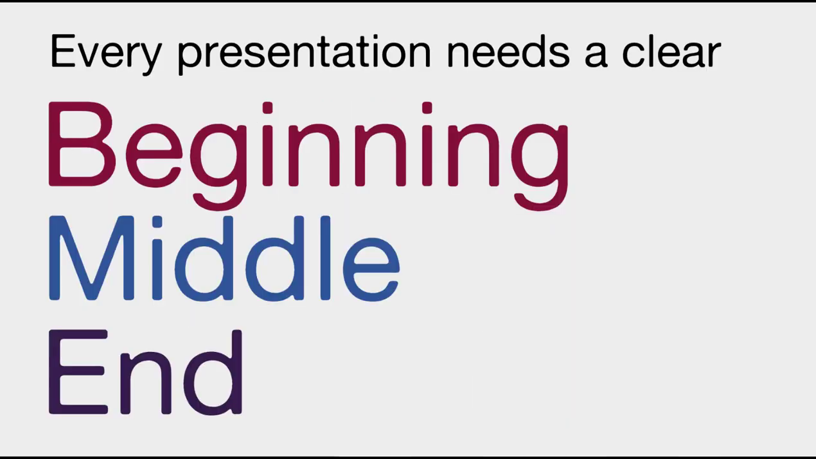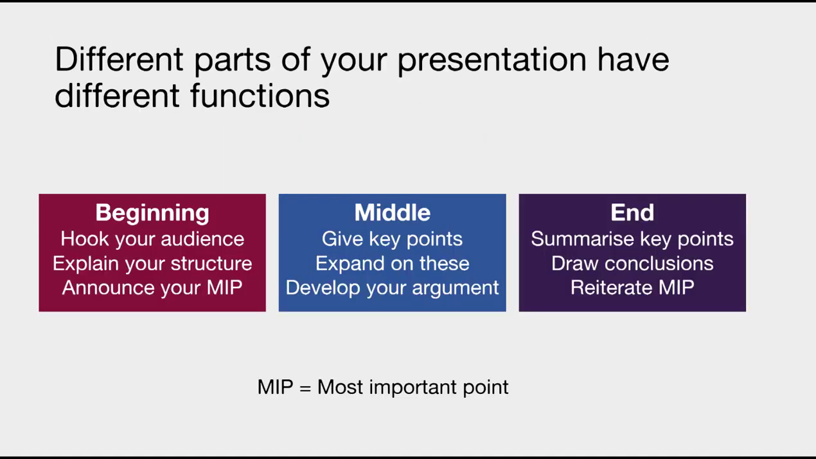So every presentation needs a clear beginning, middle and end. This is a basic story structure, so we know it works for getting information across to an audience. Different parts of your presentation have different functions. The main function of the beginning section is to make your audience want to listen, to show it's going to be interesting and relevant. You also want to announce your most important point, so they're aware of what you think is the most significant takeaway message.